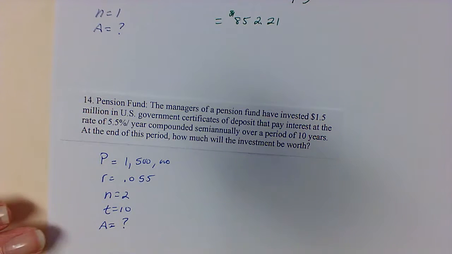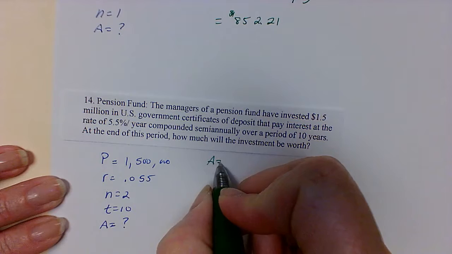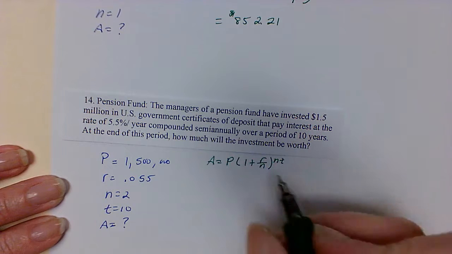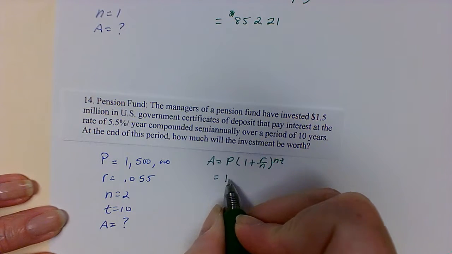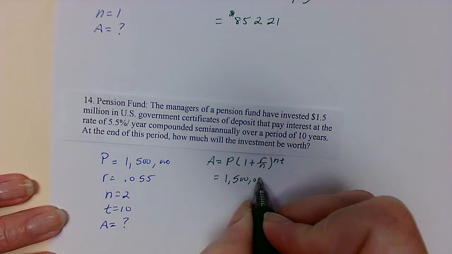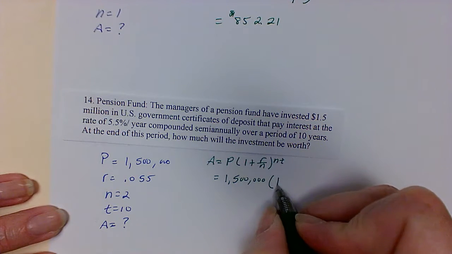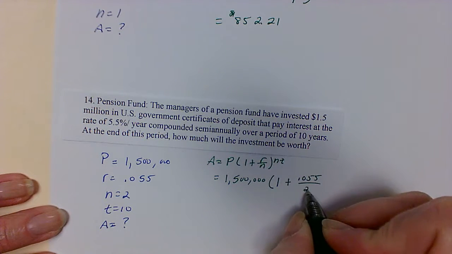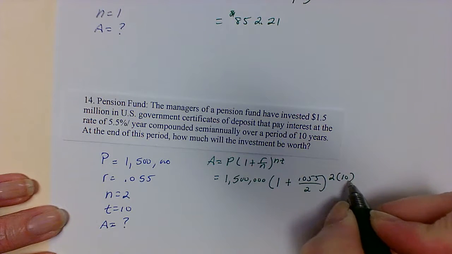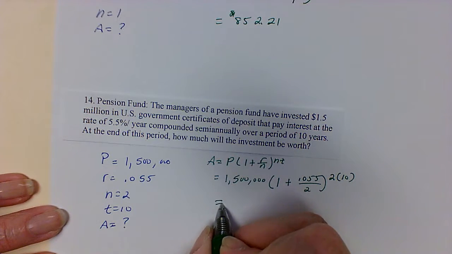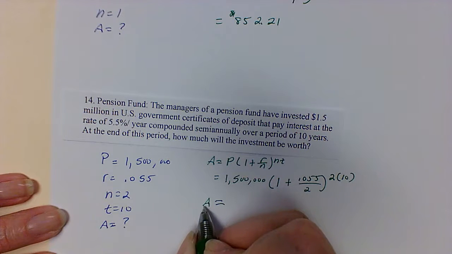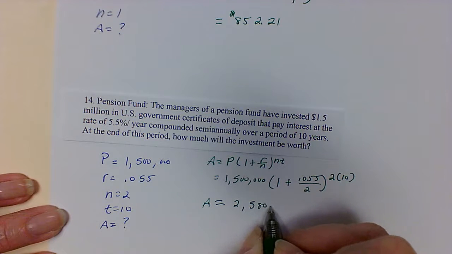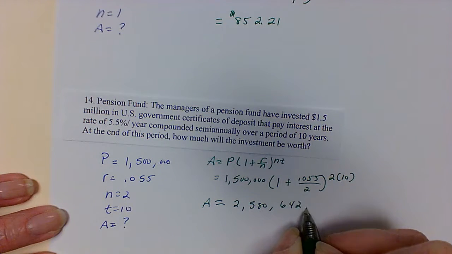So again, we're going to use our A is equal to P times 1 plus R over N raised to the NT. So this will be equal to 1,500,000 times 1 plus 0.055 divided by 2 raised to the 2 times 10. You can plug that into your calculator, and the accumulated value is going to equal 2,580,642.65.